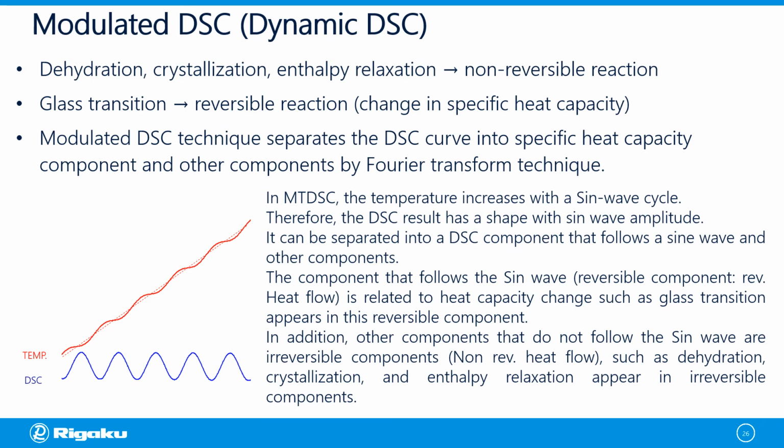In a modulated DSC, the temperature increases with a sine wave cycle. Therefore, the DSC curve has a shape with a sine wave-like amplitude and separates into a component that follows the sine wave and the other components. During this time, the component that follows the sine wave will be the component related to the heat capacity, which is called the reversible component. Reversible heat flow and glass transition appear in this reversible component. The component that does not follow the sine wave is called the irreversible component, non-reversing heat flow. Reactions mentioned earlier, such as dehydration, crystallization, and enthalpy relaxation, appear here.